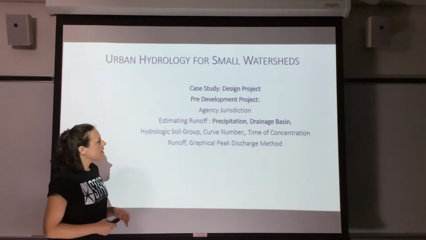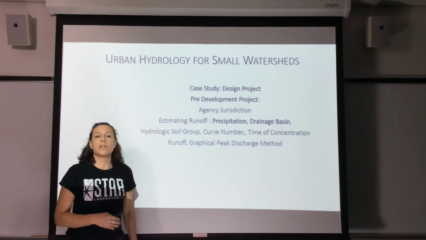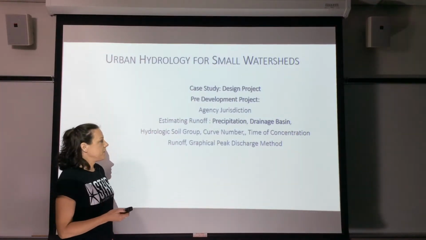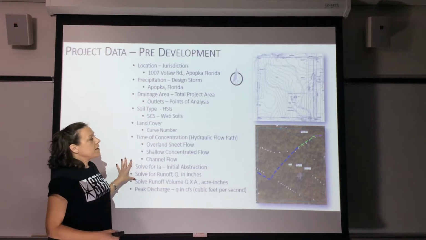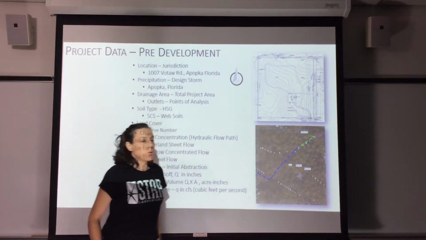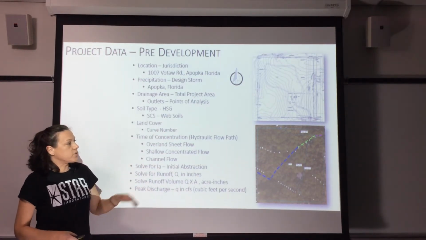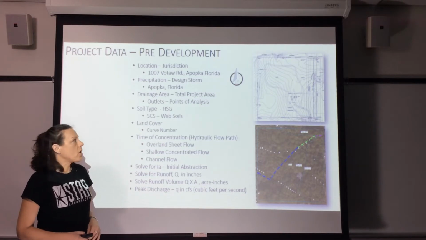All right, so we're going to talk about precipitation in our drainage basin for our pre-development. So we're going to look at pre-development first. Now, in pre-development, like I said, I showed you the contour map here, and this is the contour map overlaid on top of an aerial. I also have the drainage basins already delineated, and we'll talk through those.